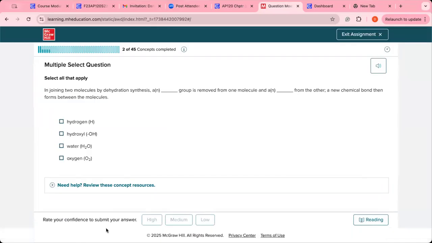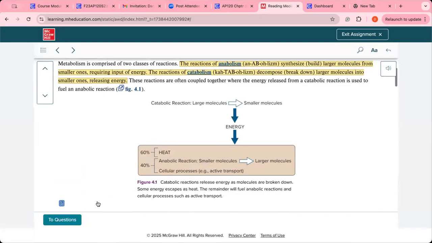In joining two molecules by dehydration synthesis, a blank group is removed from one molecule and a blank group from the other. A new chemical bond then forms from the molecules. So you have to select the words that apply. In dehydration synthesis, so we have to look at dehydration synthesis again and see what it says.